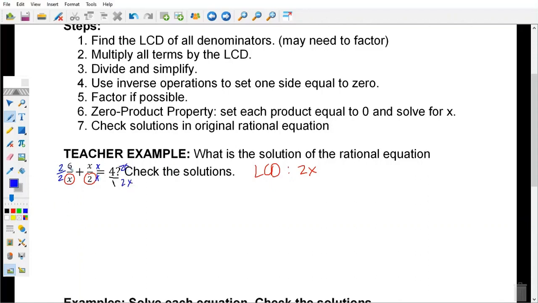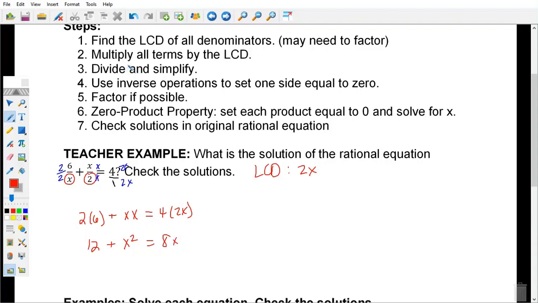That is what we're doing. So when it's all said and done, I'm going to end up with 2 times 6 plus x times x equals 4 times 2x. And all of that would be over the same denominator. Because once they all have the same denominator, all you have to do is worry about your numerator. So the denominator is now irrelevant, and you're just going to solve from here. So we end up with 2 times 6 is going to give us 12. X times x is x squared. 4 times 2x gives us 8x, okay?